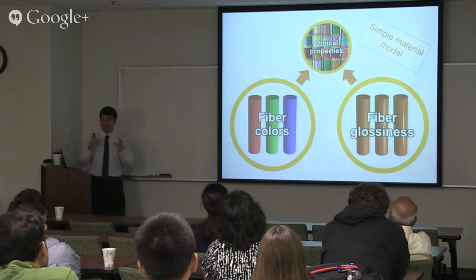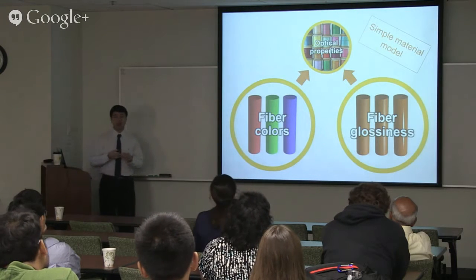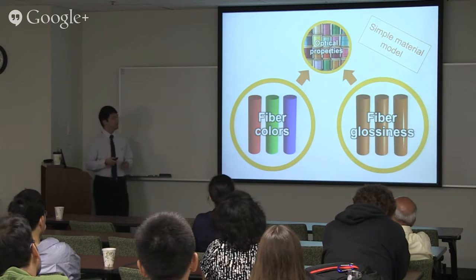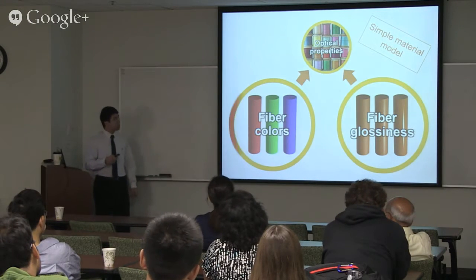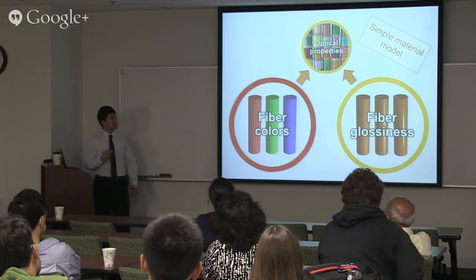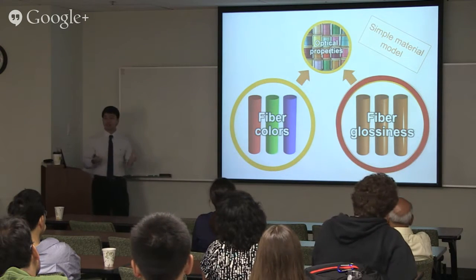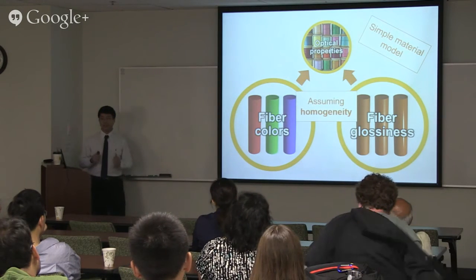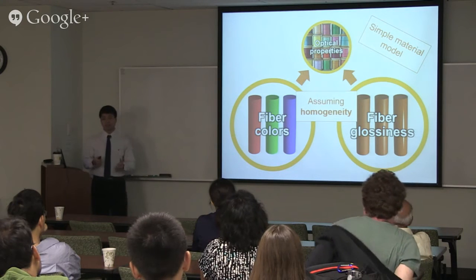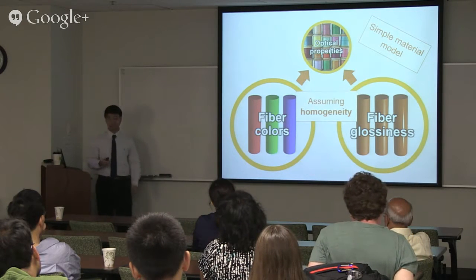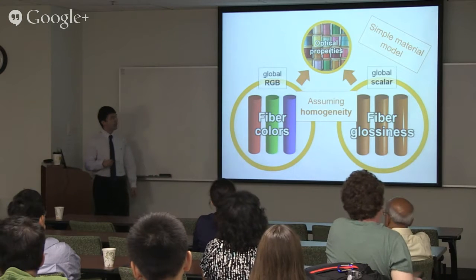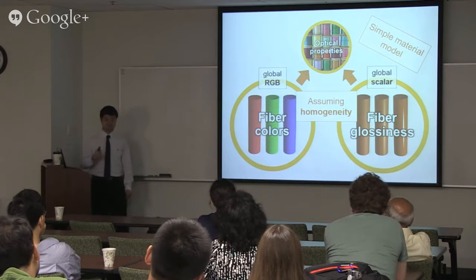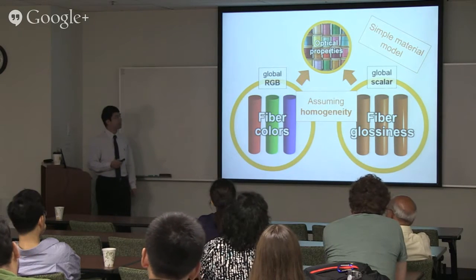Because we already have very detailed geometric structure, we now can use relatively simple material models for the fibers. So in particular, we want to know their colors. In addition, we want to know how shiny they are. In this work, we make a very important assumption that the fabric is homogeneous, which means all the fibers are the same. This makes these two parameters global attributes. Later in this talk, I will discuss how to relax this assumption.